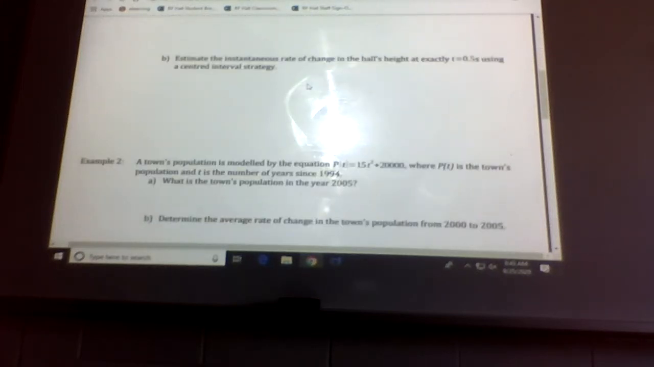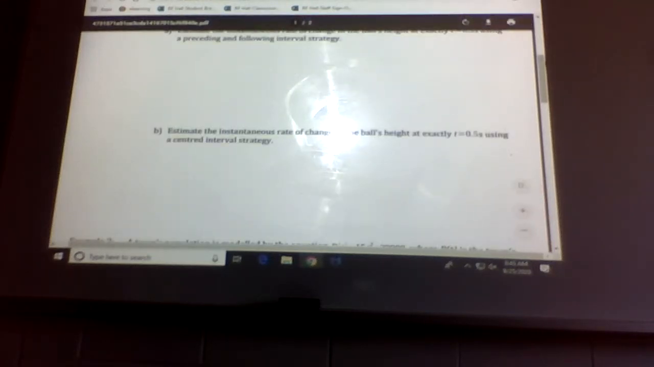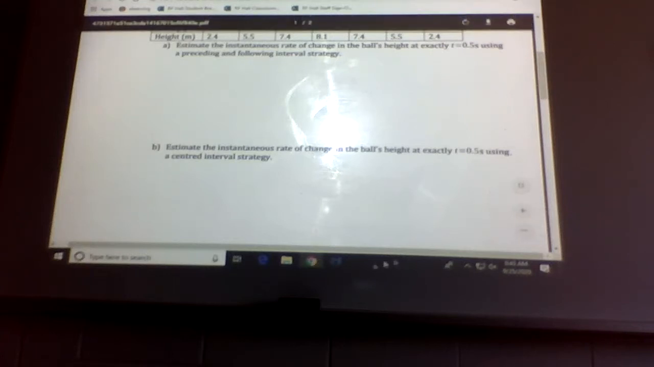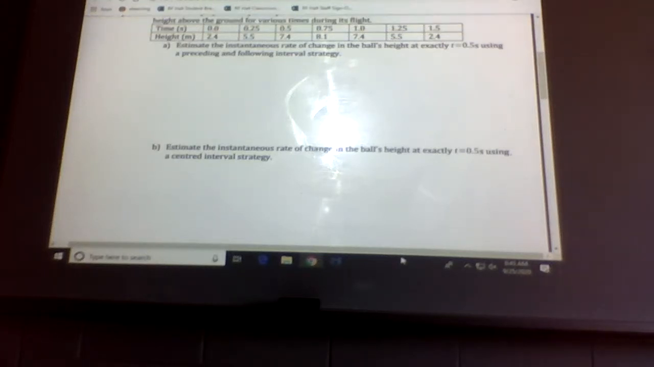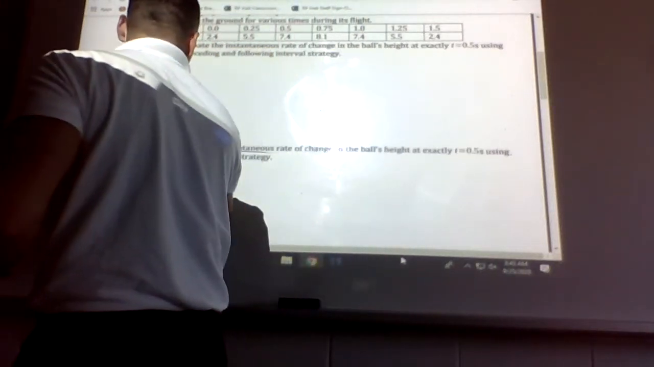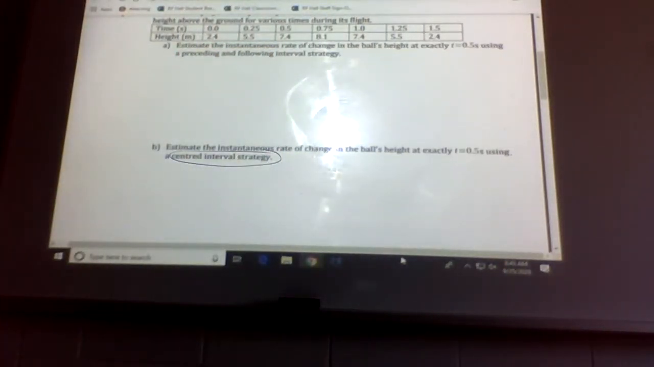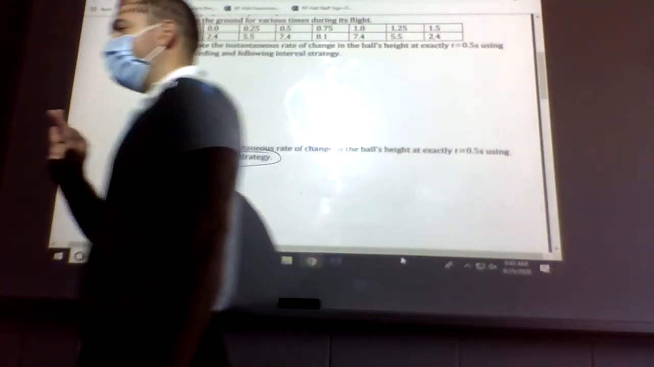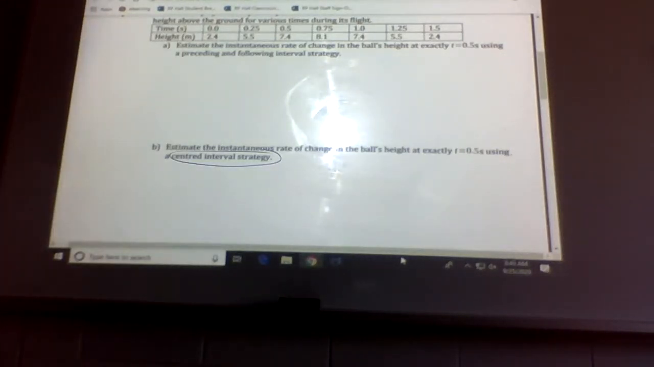Now I'm going to show you the second method. The second method is the centered interval strategy. This one's the easiest one to do. It only takes one step. That's why most students like this one. Preceding and following takes 3 steps: preceding, the following, and then the average. Centered is just 1 step.